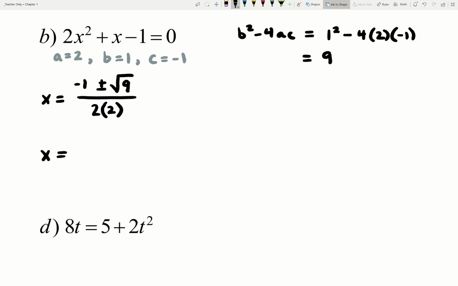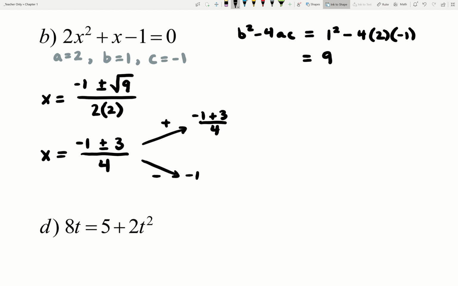Now, the square root of 9 actually turns out to be a nice number. It turns out to be 3. So this is going to be -1 plus or minus 3 all over 2 times 2, which of course makes 4. Because what you ended up with here is just a bunch of integers and not square root numbers, we can actually figure out what our 2 solutions are by doing the one with the plus and then the one with the minus. So let's evaluate what -1 plus 3 all divided by 4 is, and then after that evaluate what -1 minus 3 all divided by 4 is.